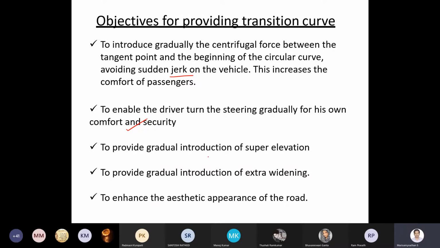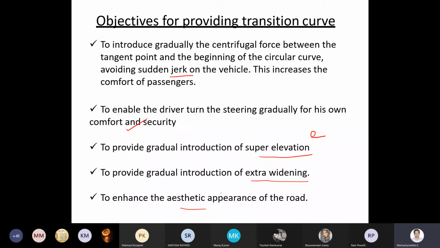Third is to provide a gradual introduction of the super elevation, because in the turning we provide super elevation with respect to the outer edge and the inner edge, which we studied in last week's classes. Then, to provide the gradual introduction of the extra widening wherever it is required. Finally, for aesthetic appearance also, we provide this transition curve with proper sight distance. So this is the objective of why we provide the transition curve between the straight and the circular curve.